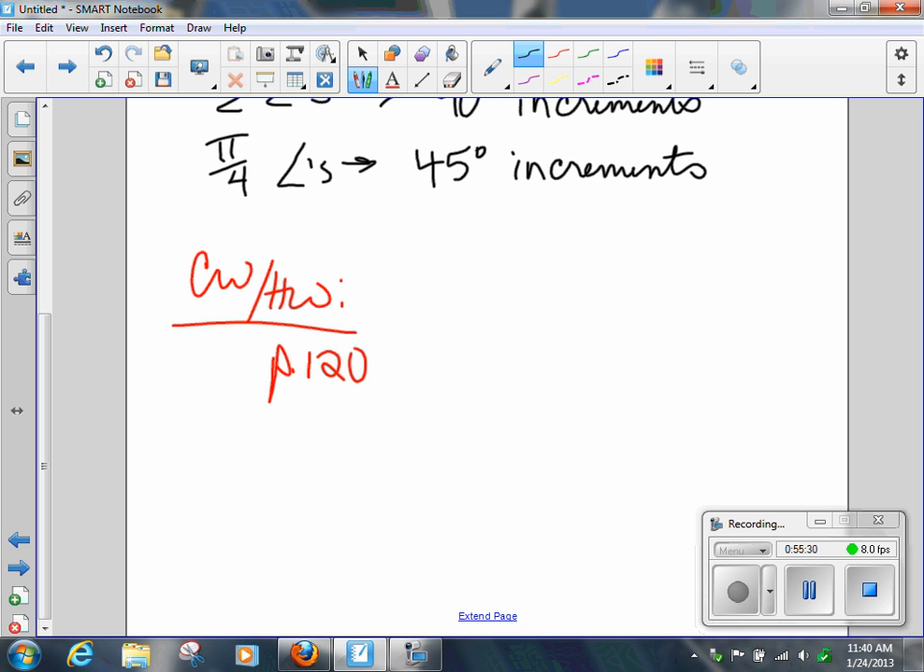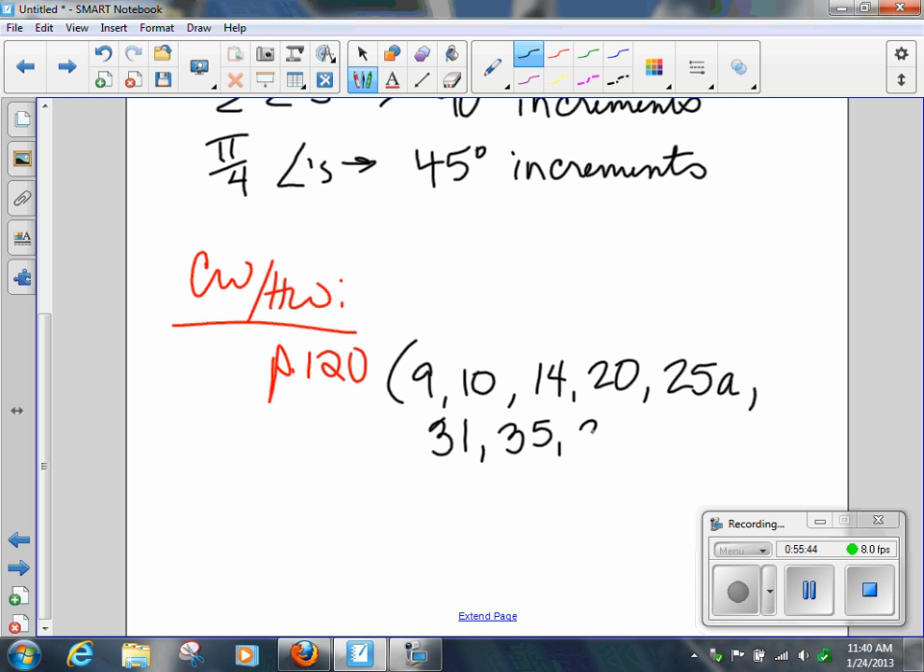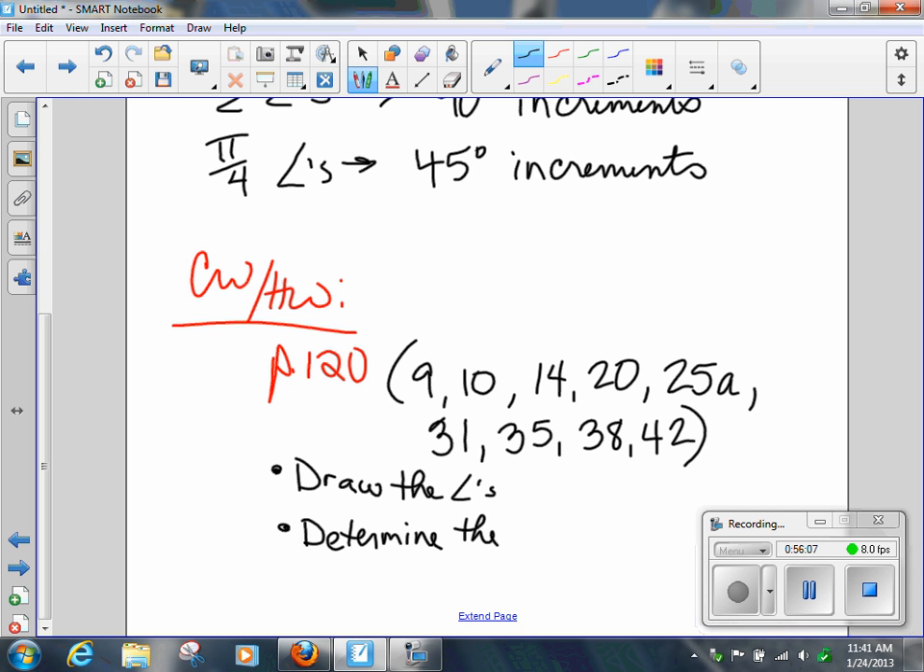I was pretty calm. I want you to do page 120, numbers 9, 10, 14, 20, 25A, 31, 35, 38, and 42. And look, I don't care what the instructions tell you. I do not give a rat's hind end what they tell you. This is what you're going to do. You're going to draw the angles, and then you're going to determine the ordered pairs. Exactly what we just did.